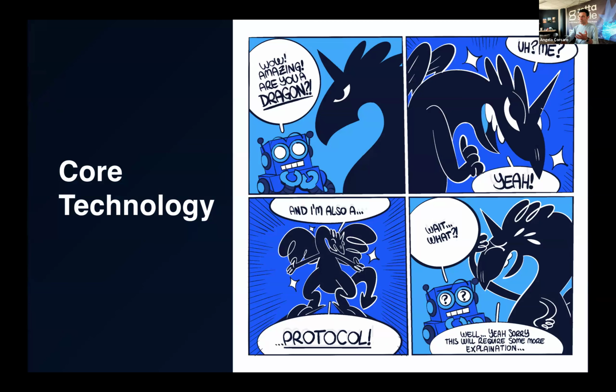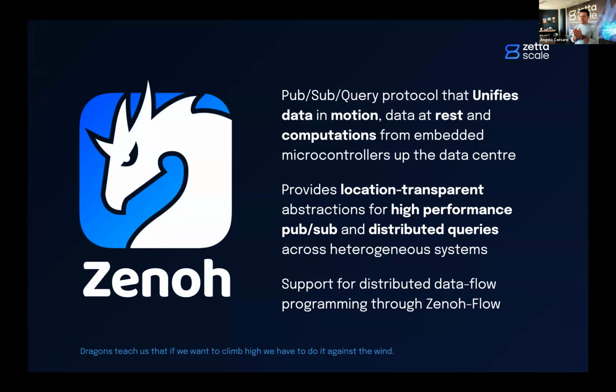But Zeno stands for Zero Network Overhead Protocol. And it's a reference to both Zeno the Stoic and Zeno, the pre-Socratic philosopher. Okay, Zeno is the first of its kind because it's the first protocol that managed to put together pub/sub and distributed query. And as such, it's technically a pub/sub query protocol.